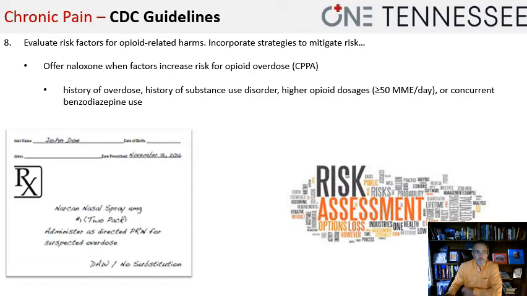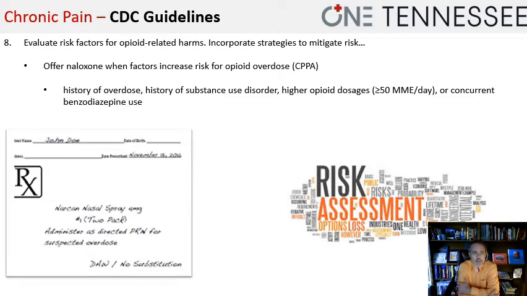We're constantly evaluating risk factors for opioid-related harms, and there are some strategies that you can incorporate to help mitigate that risk. If you're a prescriber, you could offer naloxone when factors increase risk for opioid overdose. If you're a pharmacist, you can dispense this with the collaborative pharmacy practice agreement.